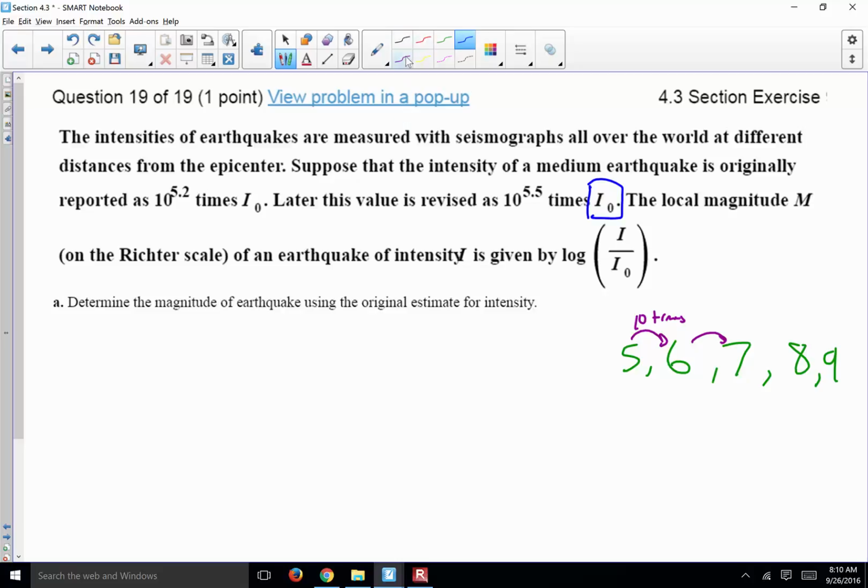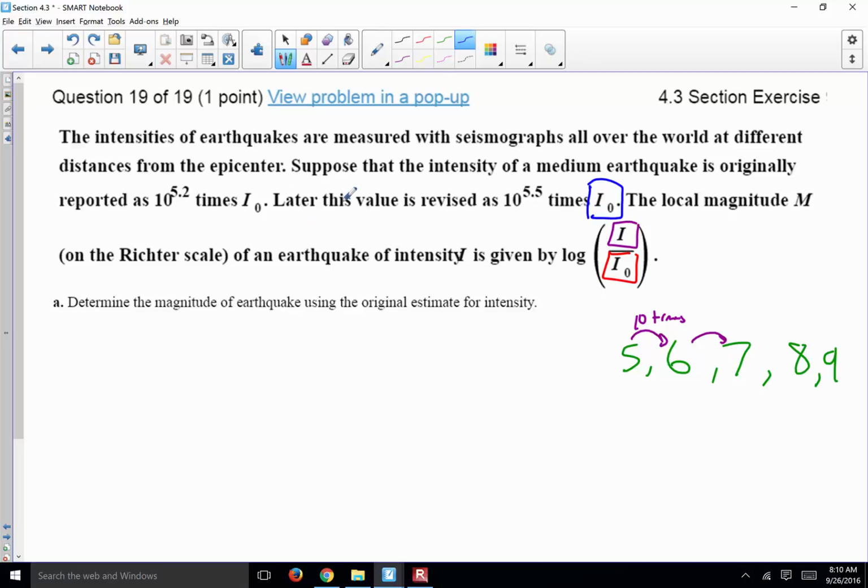So you divide your measurement by the reference value I0, and take its logarithm to compute these numbers, size 5, size 6, or size 7. Alright?